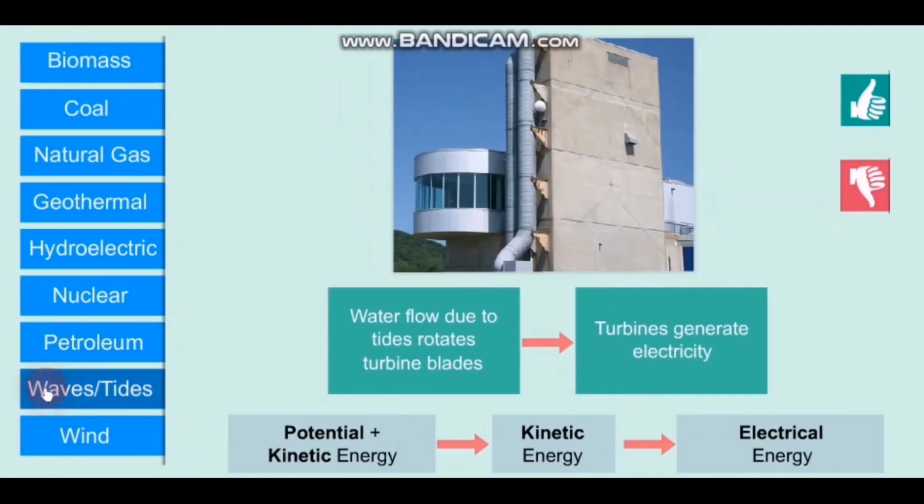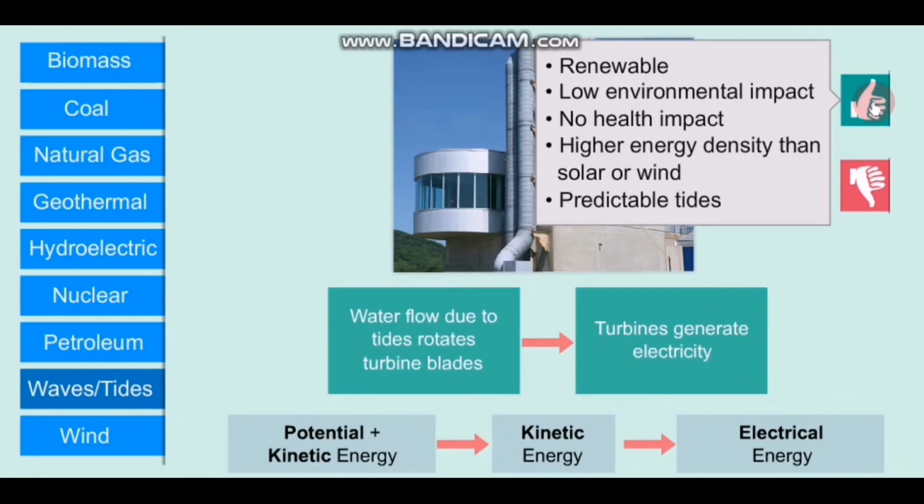Okay, now let's move to wave or tidal power plant. Normally, these plants are built nearby the seaside where the water flow due to tide rotates the turbine blade, and it generates electricity from magnetic induction. Conversion of energy is potential and kinetic energy, converted to kinetic energy, converted into electrical energy.